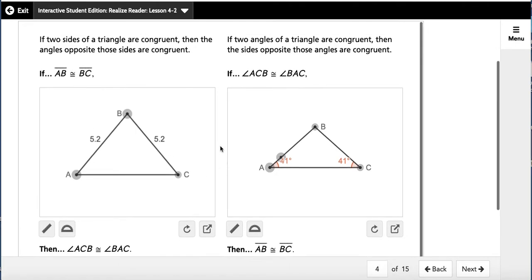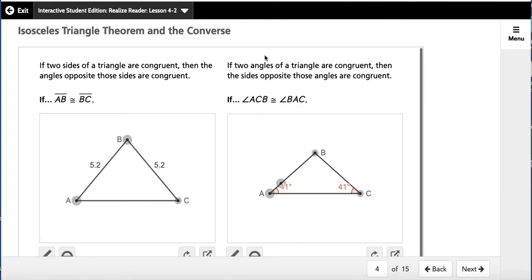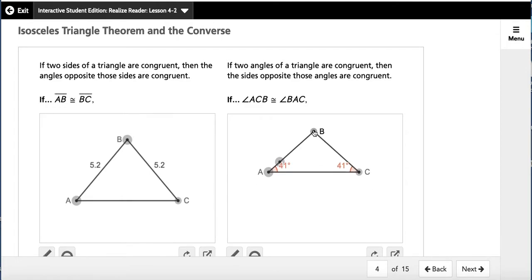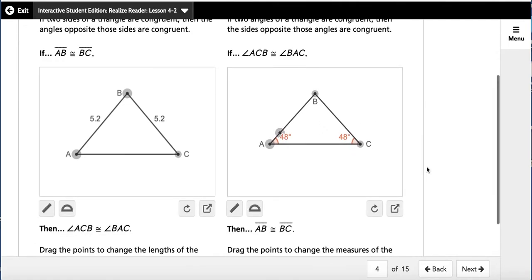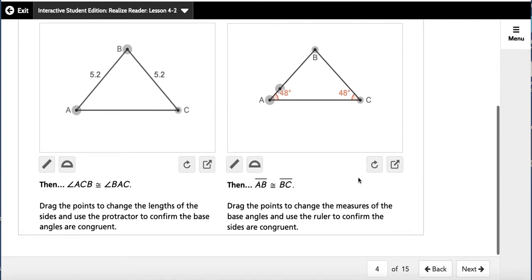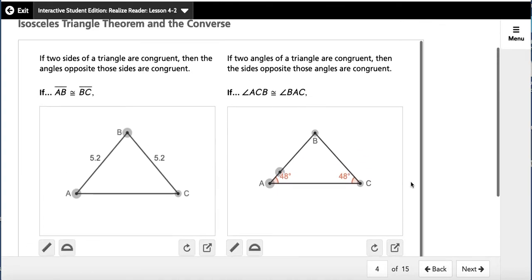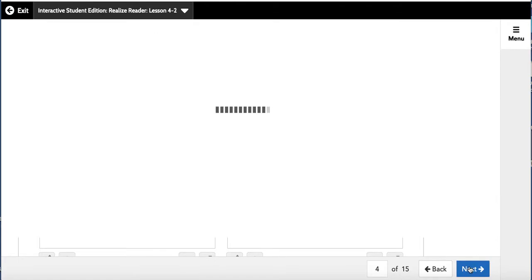And the converse of that is if two angles are congruent, then the sides opposite those angles are congruent. So if we know this is 41 degrees and this is 41 degrees, that means AB must have the same length as BC. There is a way to show the different lengths, but you can just trust me for that. Moving on to the example, we're going to use some algebra and apply that.